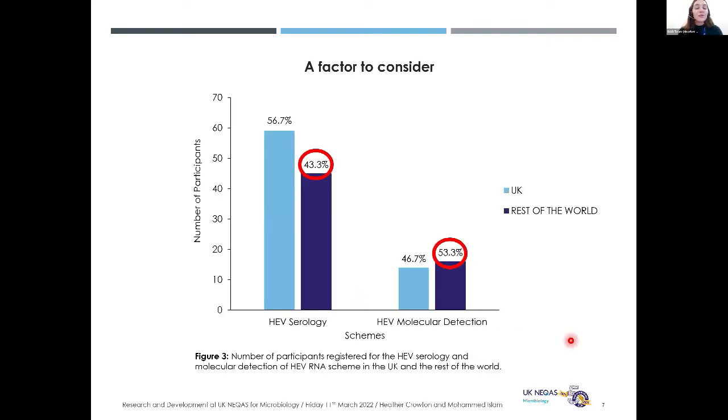So there were a lot of different factors that we needed to consider in order to proceed with this. And one of the main factors is the fact that we've got quite a large percentage of participants that are registered for both the serology schemes and the molecular detection schemes. So you can see here that 43% of the serology participants reside outside of the UK, and 53% of the molecular detection participants reside outside of the UK. So these are quite large percentages.